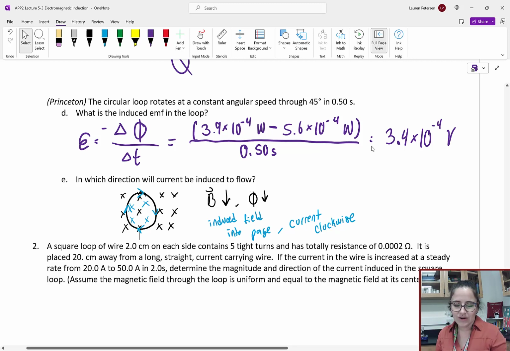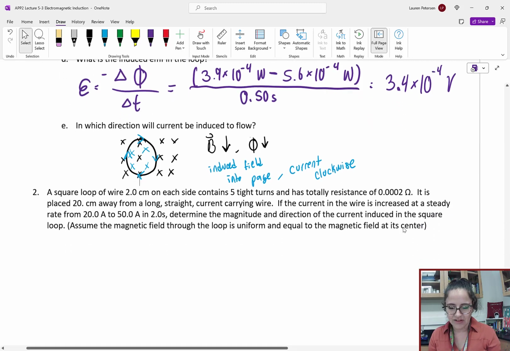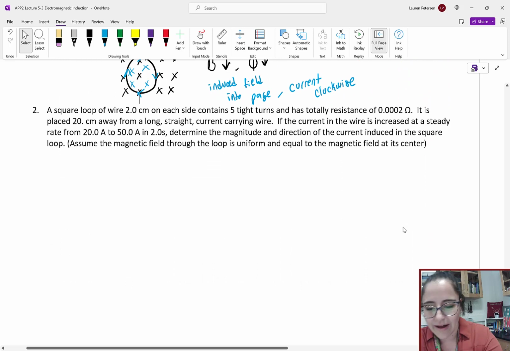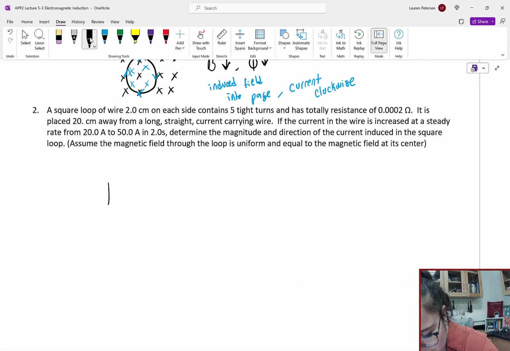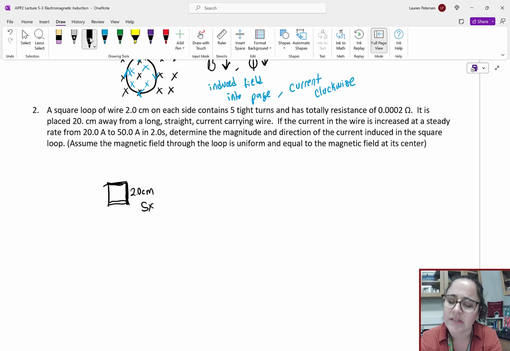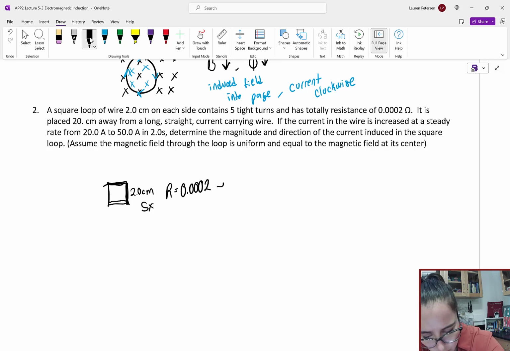Okay, and one last problem. So we have a square loop of wire, 2 centimeters on each side. Okay, so square loop, 2.0 centimeters on each side, contains 5 tight turns. So there's 5 times the coils, and has a total resistance, that probably should say total resistance, of 0.0002 ohms, 2 times 10 to the negative 4 ohms.